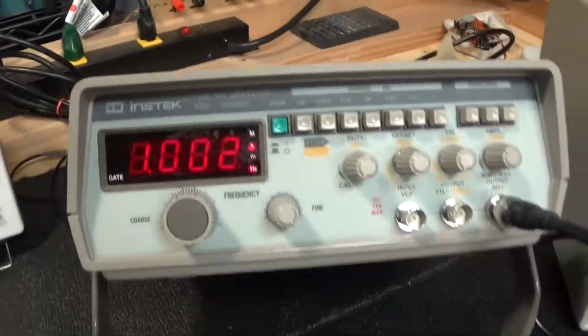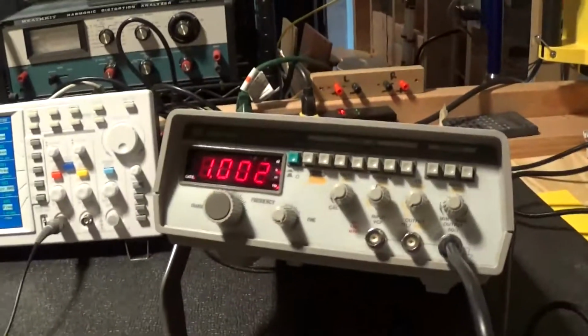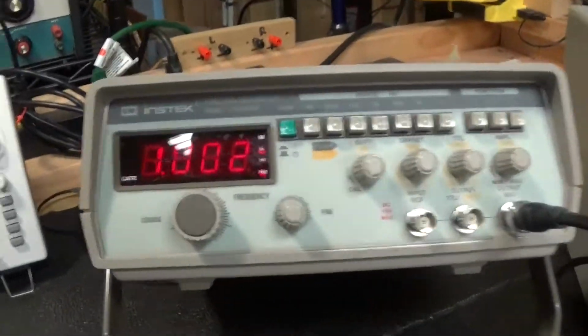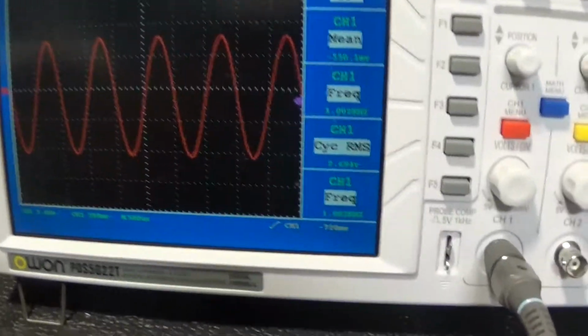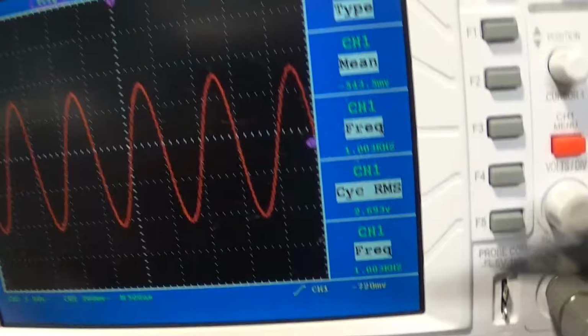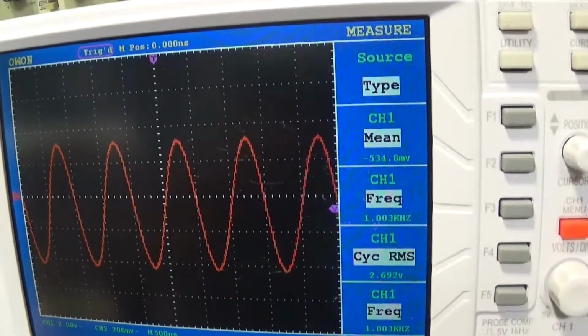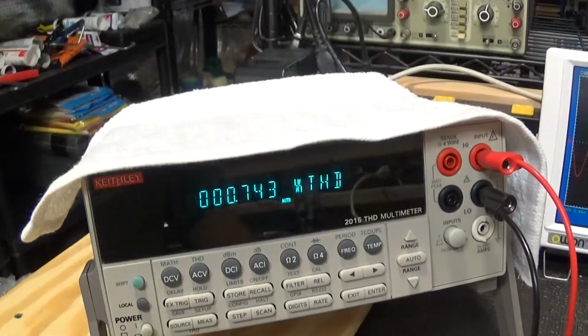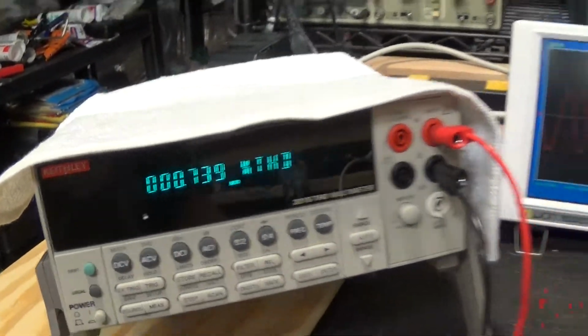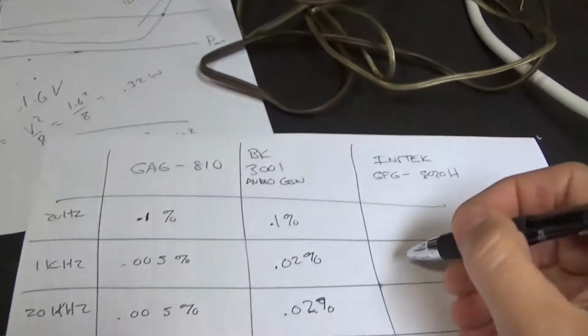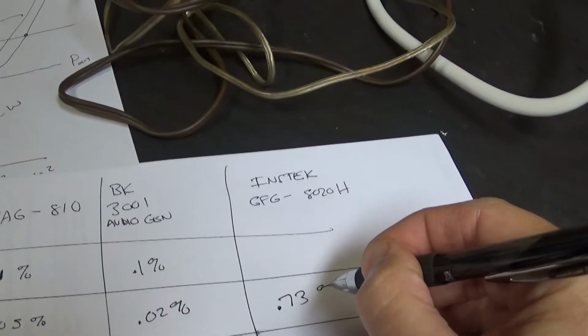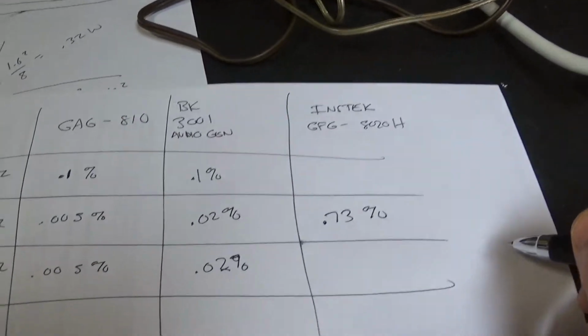Okay, so it might be hard to see because of the glare, but we're at 1K. We're on a sine wave. There we are. It says 1K lower right. 2.69 volts out. That's fine. I'll keep it about there. And 0.7%. 0.73 at 1K. 0.73%. See the big difference?